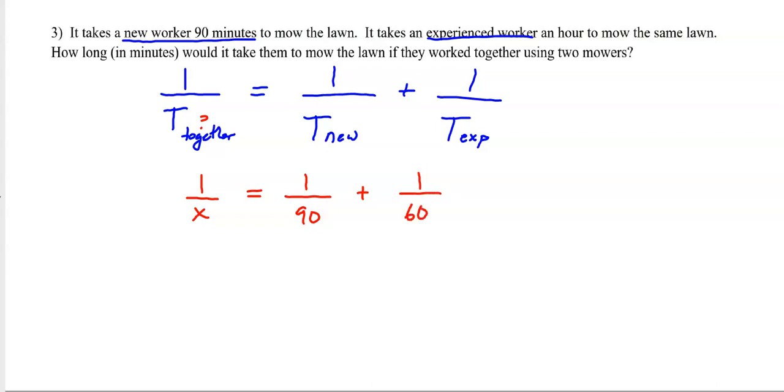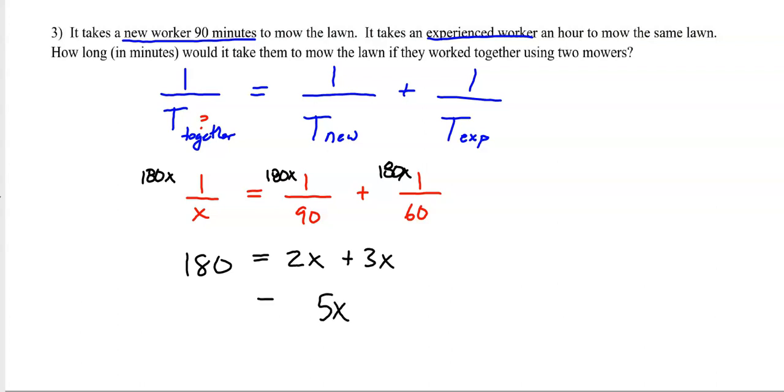So my common denominator there, 90 and 60, both go into 180, and then I have that x. So I have 180x is what I need to clear everybody out by multiplying everybody by 180x. There are other ways to do this, but I think this is the most straightforward. So 180x divided by x is 180. 180x divided by 90 is 2x. And 180x divided by 60 is 3x. So I end up getting 5x equals 180.